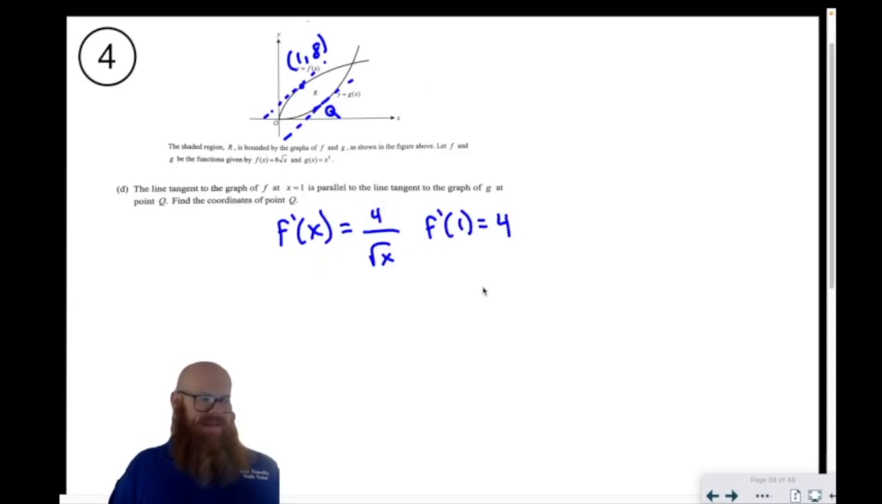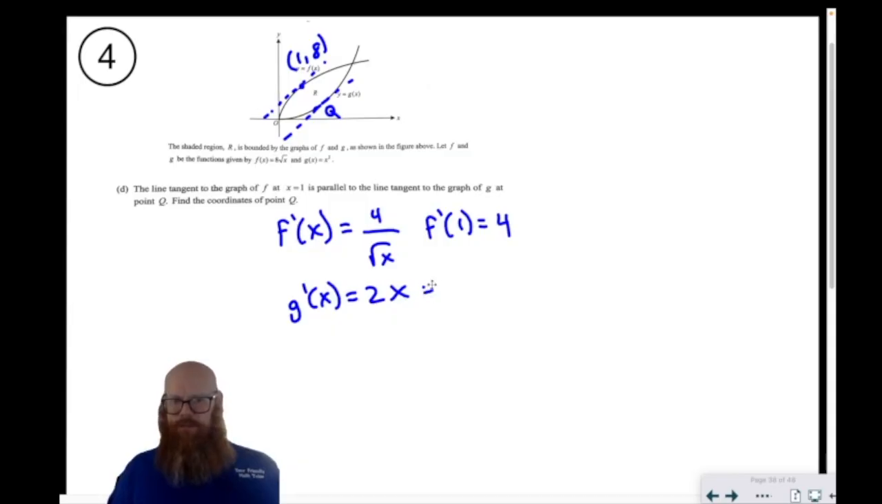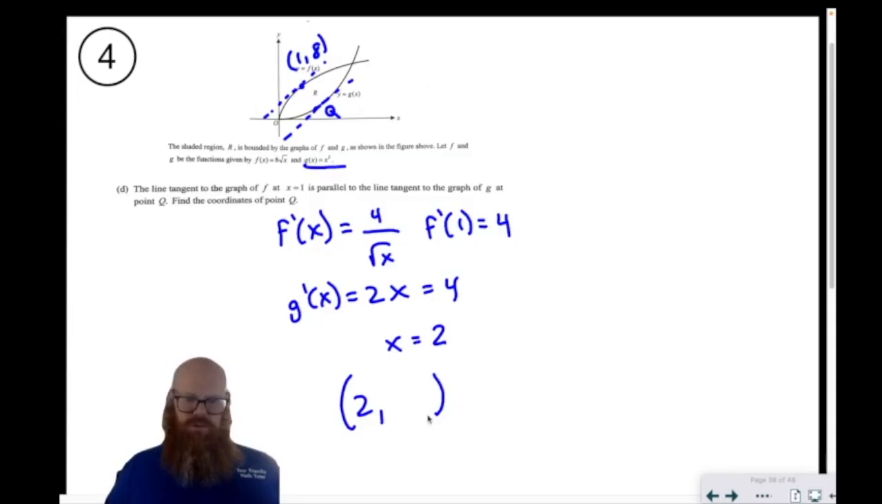So that means that the slope of this line is also 4. Well, the derivative of x squared, so g prime of x, is equal to 2x. And if I want to find the value of x that would give me this same slope of 4, I just set that equal to 4. So clearly that happens at x equals 2. So my coordinate is 2 comma, and then I plug that back into g, and 2 squared is 4. So the coordinates of point Q are 2 comma 4.